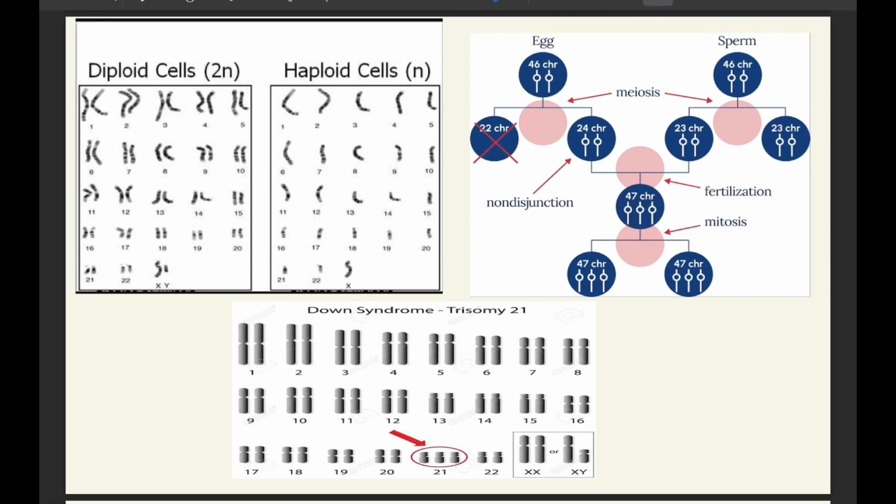The case of Down syndrome, which we will discuss in a moment, is trisomy 21, in which there is an extra chromosome here, which comes along with the normal chromosome here, and it forms one extra chromosome, so there is trisomy 21 here.